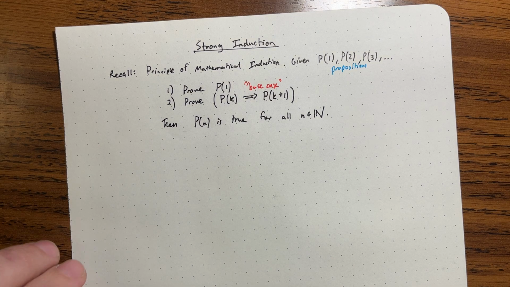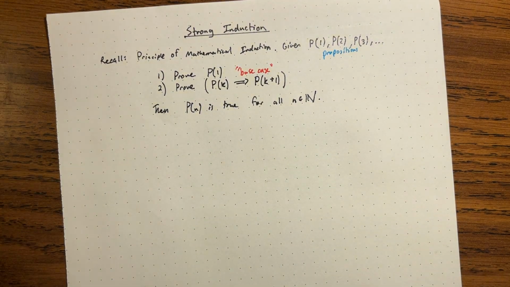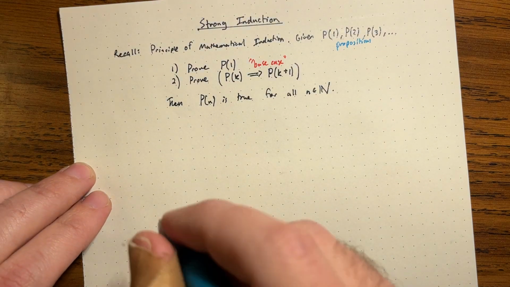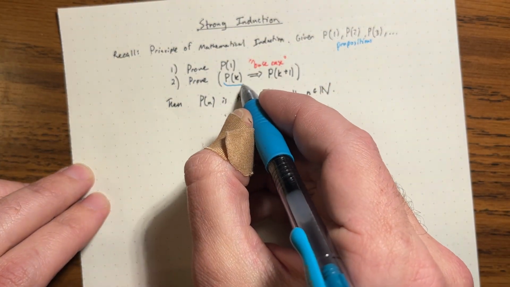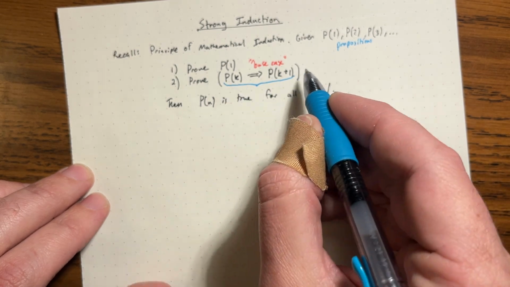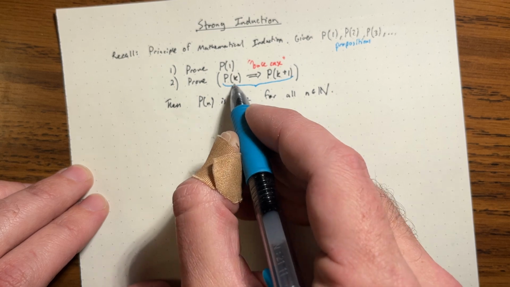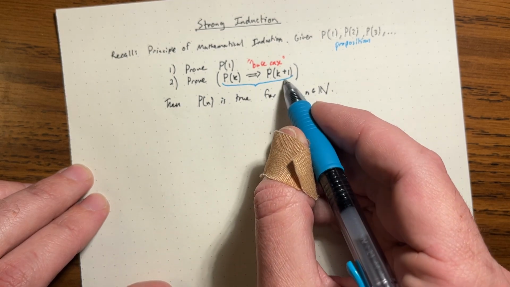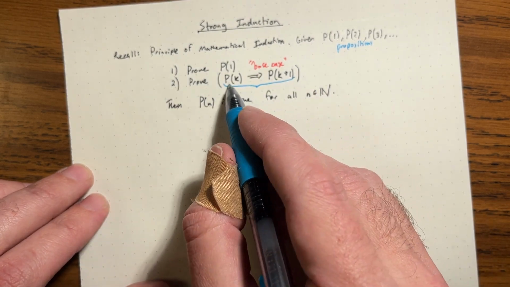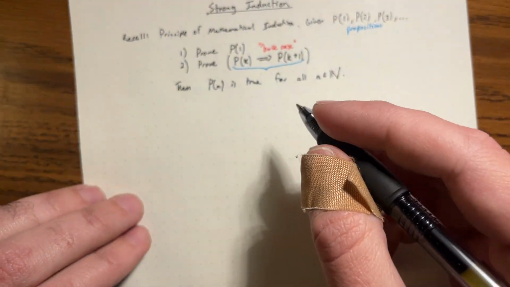And this is very useful. However, it's sometimes a bit hard to use because of this. So often you get in a situation where the k plus 1 statement seems like it has nothing to do with the k statement. Maybe it seems like it has to do with some earlier statements before k, but it doesn't have to do with the statement right before. And that's actually a common situation. So I'll give an example of that.